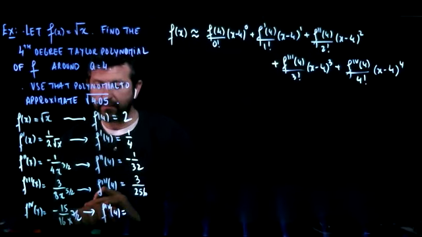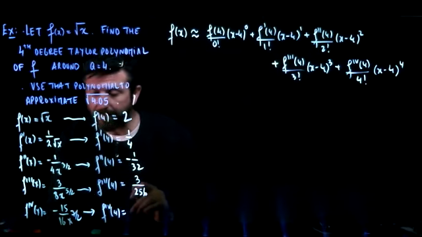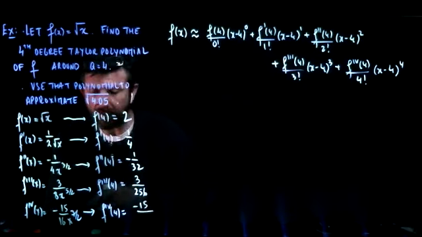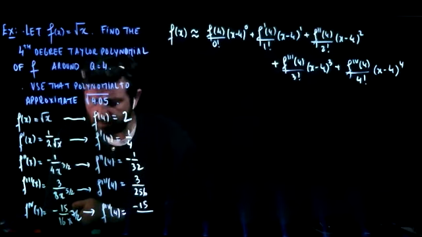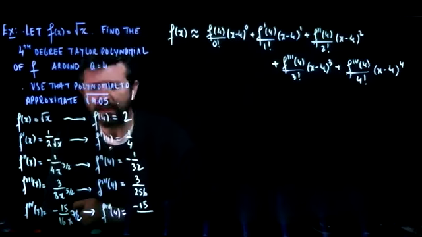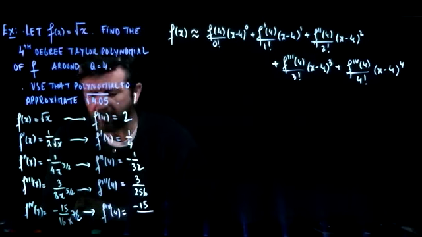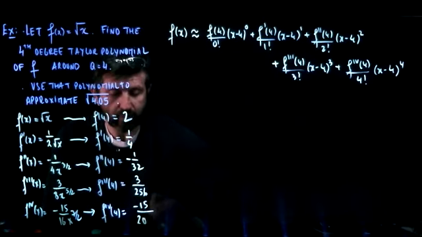And negative 15 over, so what is that? 2048, I think, unless I'm wrong. X to the power 7, 2 to the power 7 is, so 4 and 7 is 11, well, that's 2048.